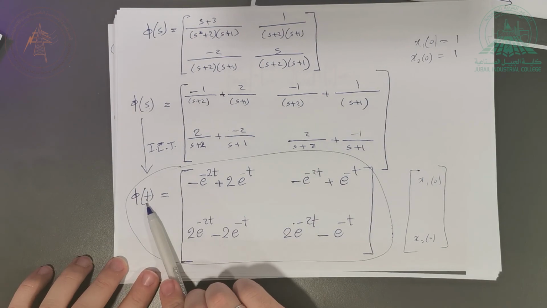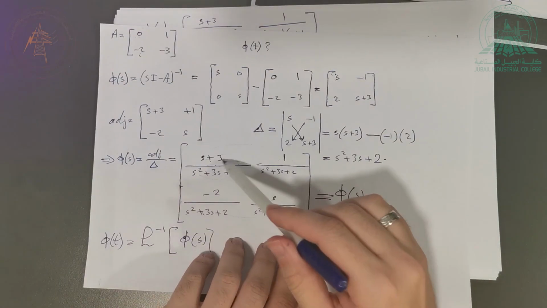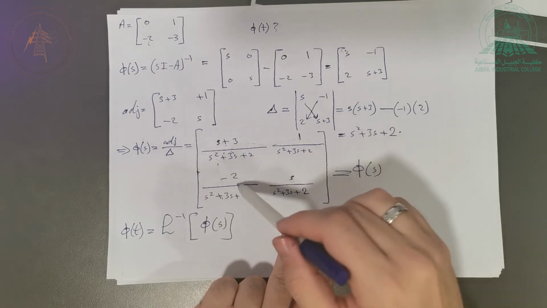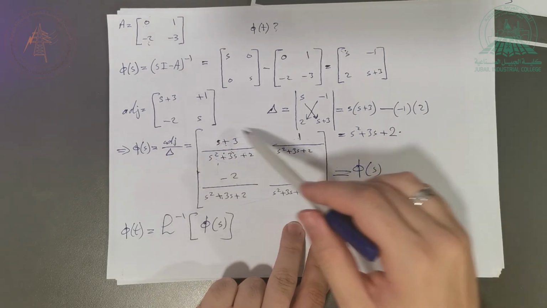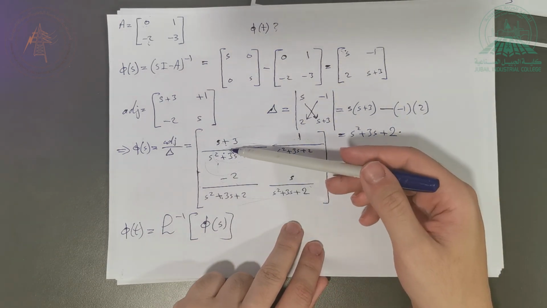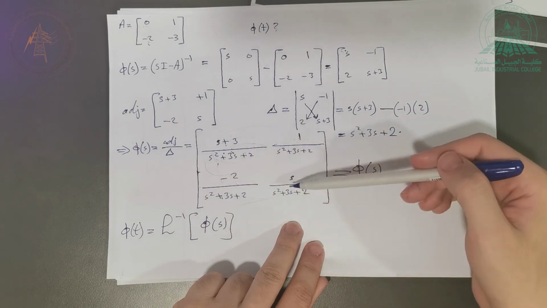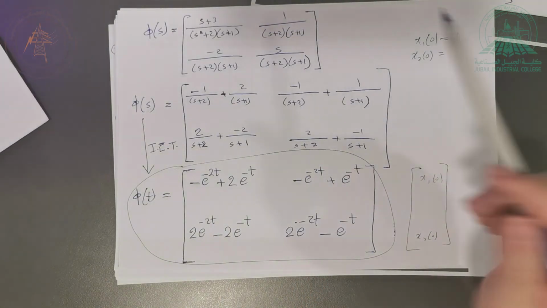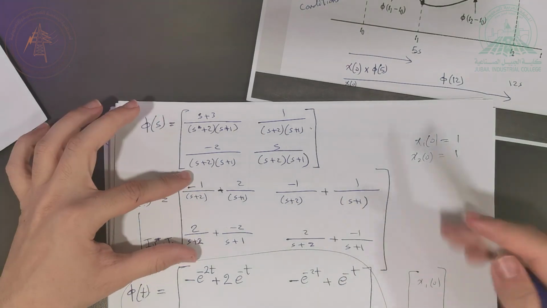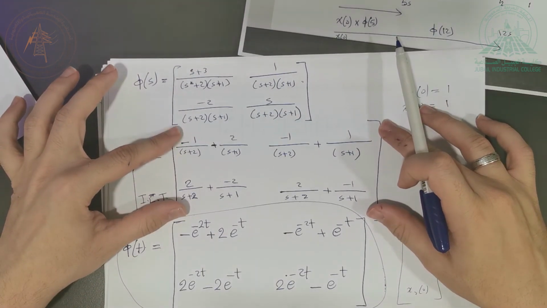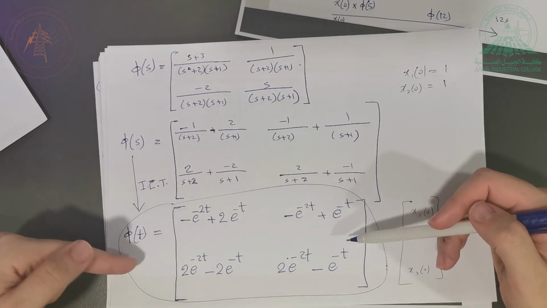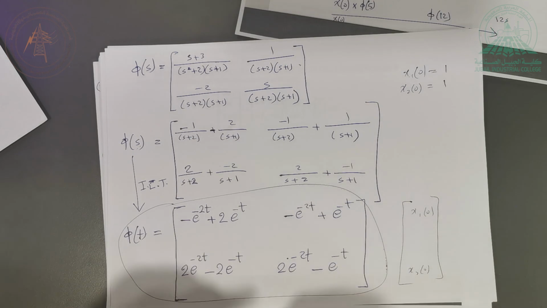But if he does not ask you to find 5s and instead asks you to find y of t, then you need to open this. You need to find the inverse. You need to get the partial fraction expansion of each one of these elements, because these are not available in the Laplace transform table. After you do partial fraction expansion, you get something like this, and now it becomes very easy to get the inverse Laplace transform from the table. So now you get phi of t.